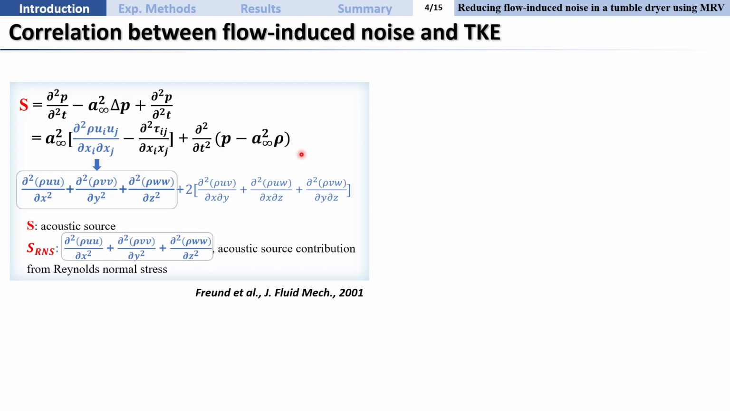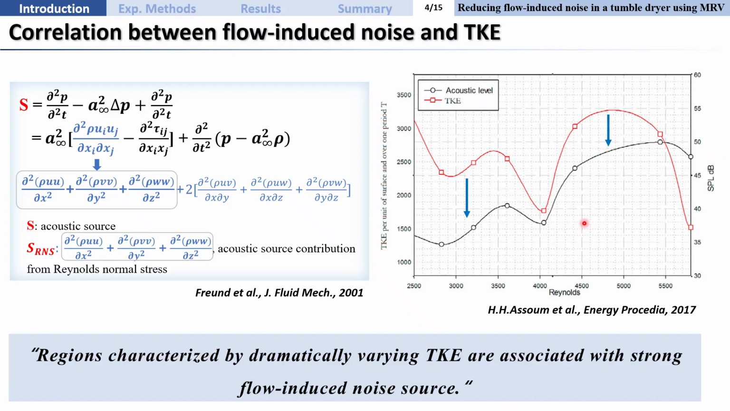The equation on the left shows that the acoustic source term includes the second derivatives of the Reynolds stress. So qualitatively, as TKE becomes smaller, the Reynolds stress and their gradients inevitably become smaller. Therefore, the acoustic source is expected to decrease. The figure on the right supports this, showing a strong trend between the TKE and the acoustic levels. So based on this, our study is to measure and compare TKE values to reduce the flow-induced noise. And we also evaluate the acoustic source contribution from the normal stress, the SRNs.